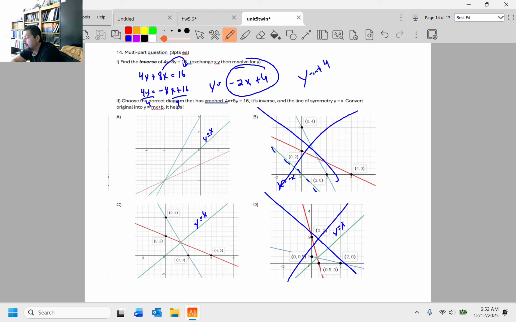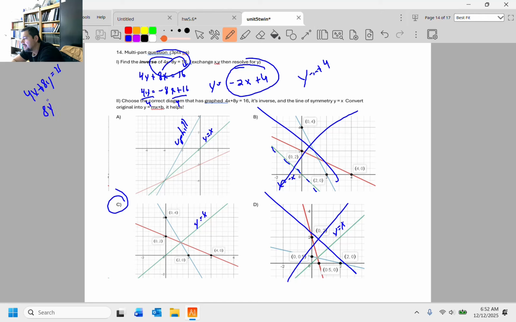The slope is negative 2. This guy has a slope of positive 2. See how it's going uphill? All these guys have uphill slope. Choice C. And I didn't even have to find the equation of the original one. I could have, and I'll verify it here, but this is my original equation.